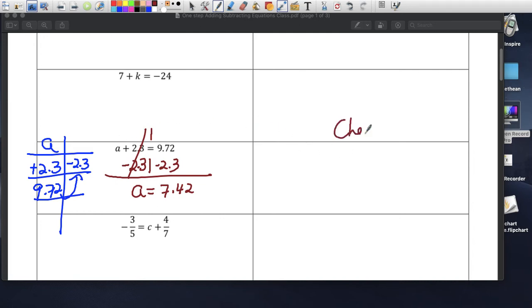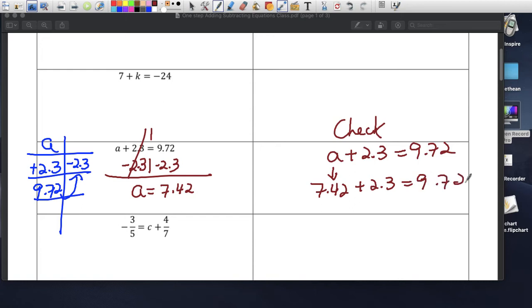So my check says a plus 2.3 equals 9.72. I'm going to replace this a here, and I'm going to put 7.42 instead, plus 2.3. If you leave it like this, I'm missing the whole point. I actually want you to go one step further, add these two, and see that it equals 9.72, which is the value on the other side of the equation. These two sides must equal each other.